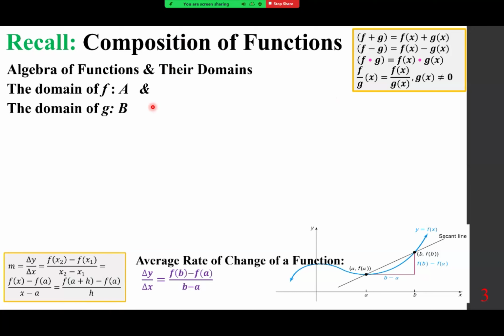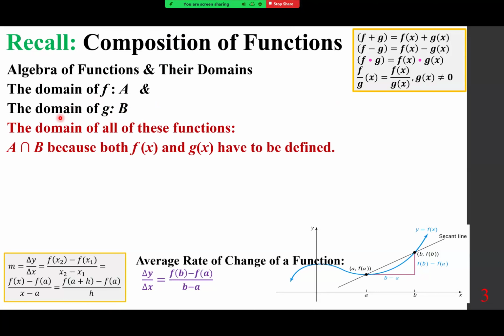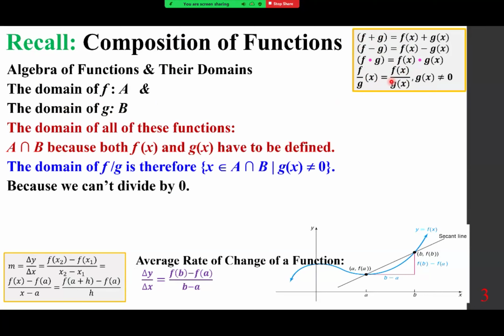If A represents the domain for F and B represents the domain for the G function, the domain of all of these algebra functions is A intersection B, because both f of x and g of x have to be defined. The last one, f of x over g of x, has this extra restriction that g of x cannot be zero. So the domain of f over g is the same thing, A intersection B, but g of x can't be zero because we can't divide by zero.